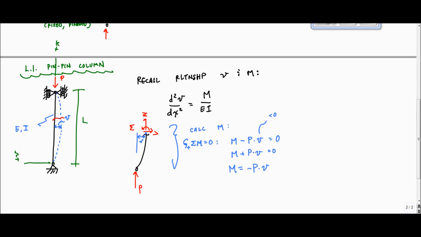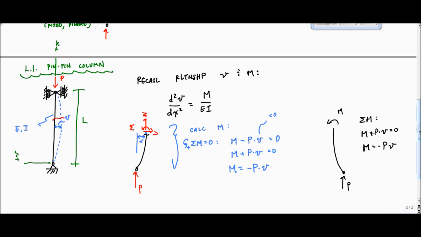If I drew this drawing with V as positive, I would have gotten this diagram right here. It would have been P, and I would have had M right here. When I summed the moments, I would have gotten M plus P times V equals 0, and M would have been minus PV. Just to make sure that that's clear.